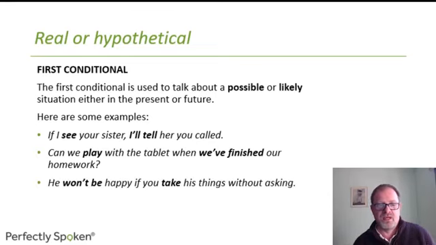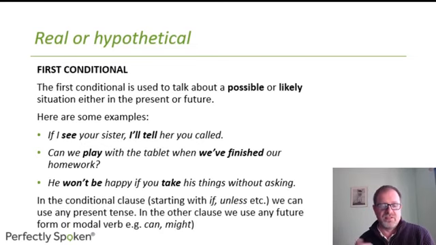And then, he won't be happy if you take his things without asking. So won't be is will, in this case negative, plus the infinitive, and then if plus the present. So in the first conditional, in the conditional clause, the one starting with if or an alternative to if, unless, in this case when, number 2, we can use any present tense. If I see, present simple. Can we play, present simple. If you take, when we've finished, present perfect, beg your pardon.